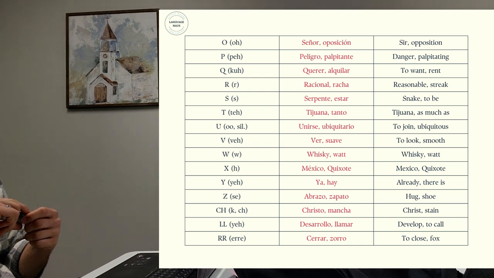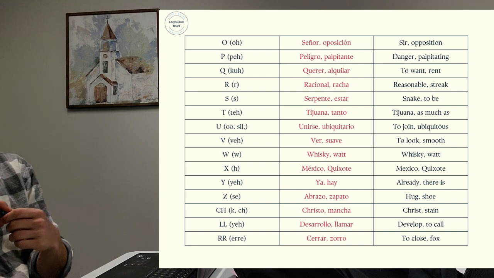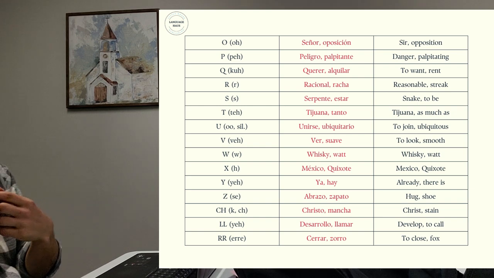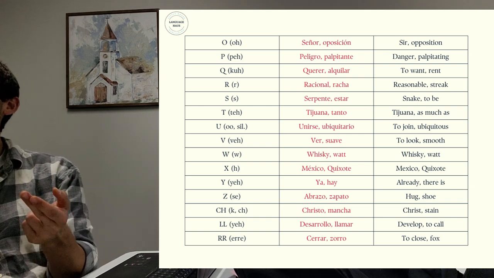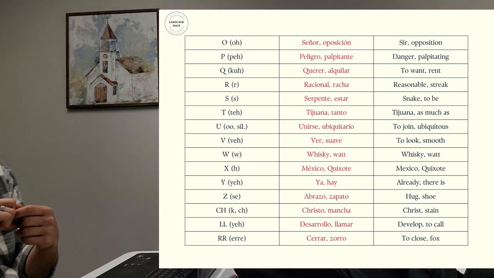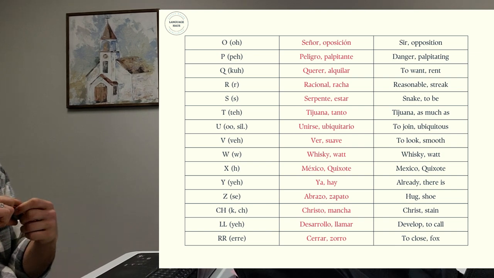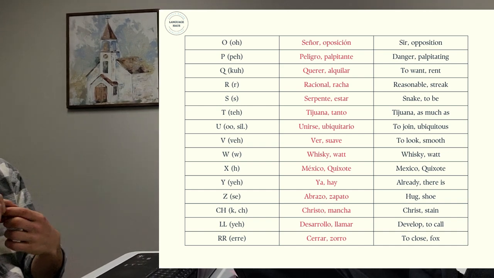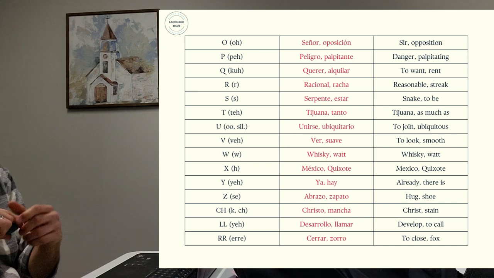And then U has 2 different sounds. Unirse, it makes that long sound. Ubiquitario. Otherwise, in some vowel combinations, it is silent. Ubiquitario. Okay, so if it's a UI, the U is silent then? Like the QUI is key. Yes. Like in alquilar, ubiquitario, ¿quién es? Like who are you? So QUI, good rule of thumb, that it's key.